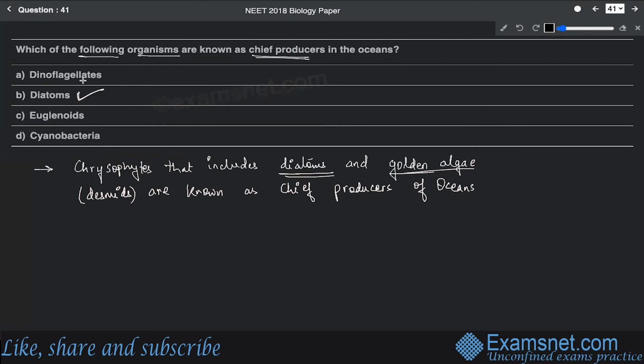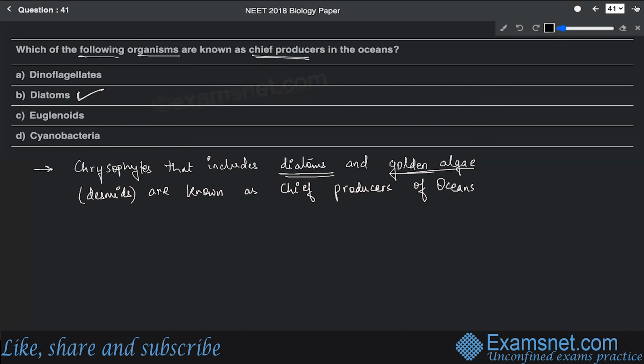And regarding dinoflagellates and euglenoids, both are members of kingdom Protista. All right. Diatom is also a category of kingdom Protista. But these diatoms are considered to be the chief producers. And then we all know that cyanobacteria is a category of bacterial species, representing blue-green algae. So definitely this won't be the option. Diatoms is the correct one.